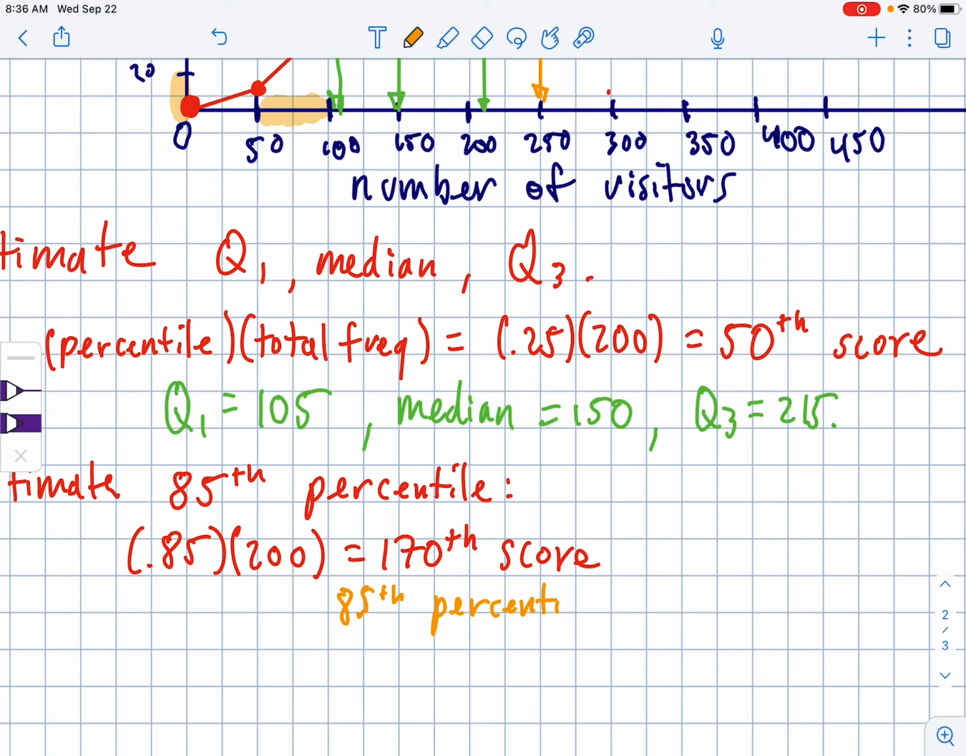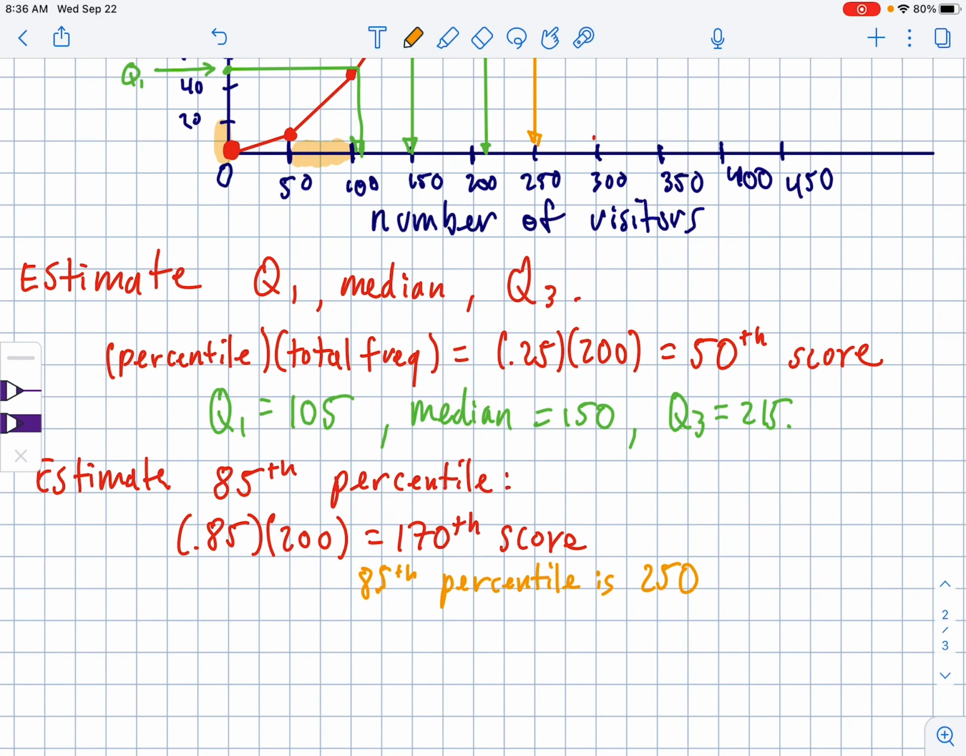So the 85th percentile is 250. So that's 250 people coming on that day.